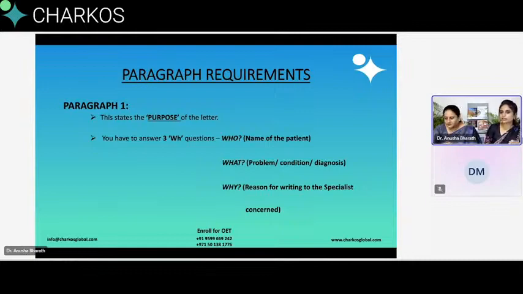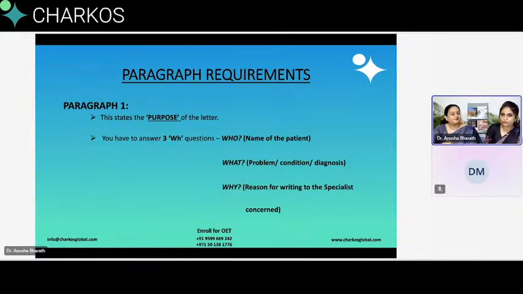So let us just look at an example. Let me just give you an example. For example, the patient can be Mrs. Smith, and the problem may be left knee fracture, which she is recovering from. You have treated her as a nurse, and the patient is recovering from the same. You are writing probably to the director of a rehabilitation center. All right. So keeping this scenario in mind, let us quickly frame the purpose of the letter.